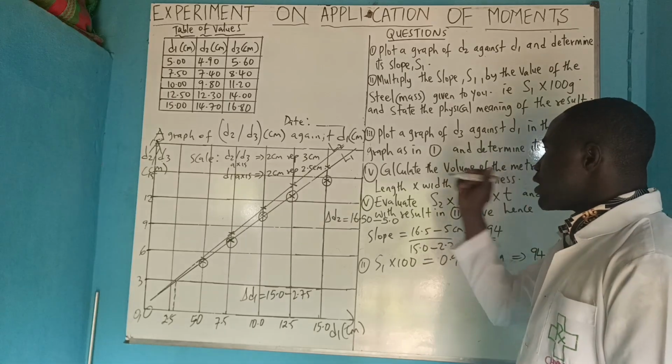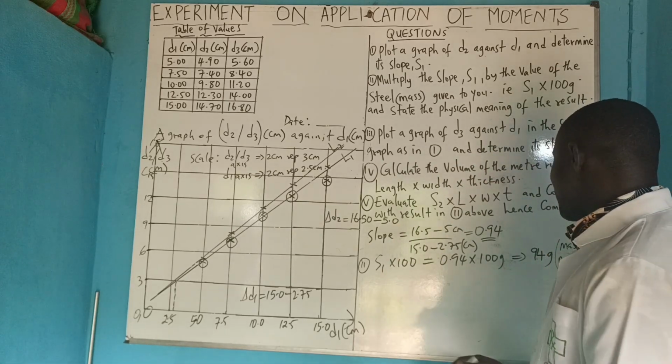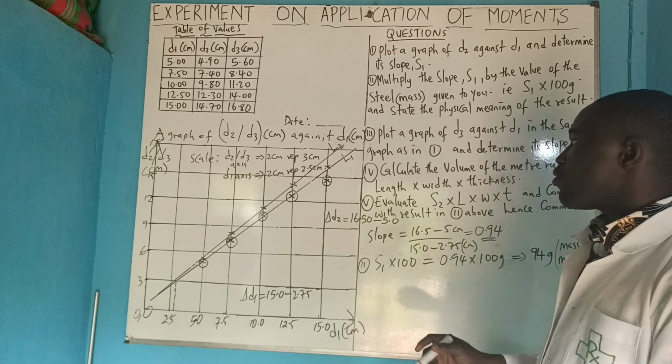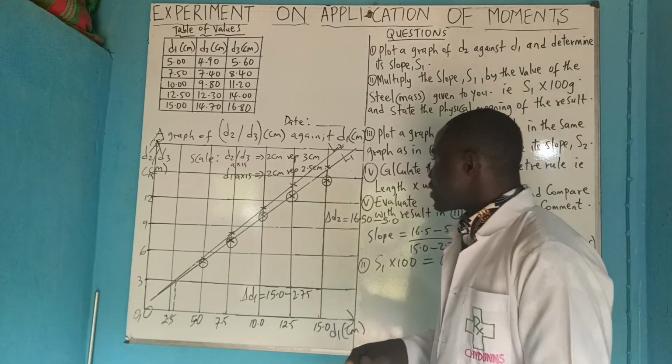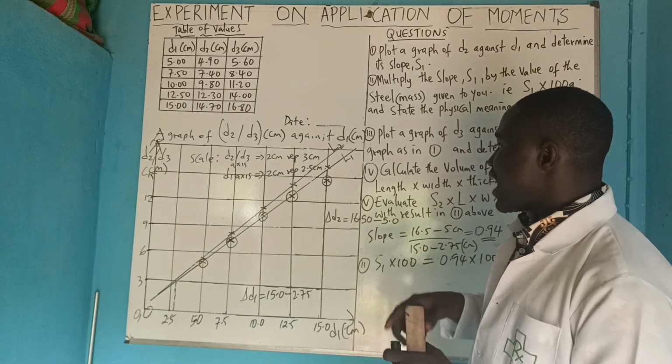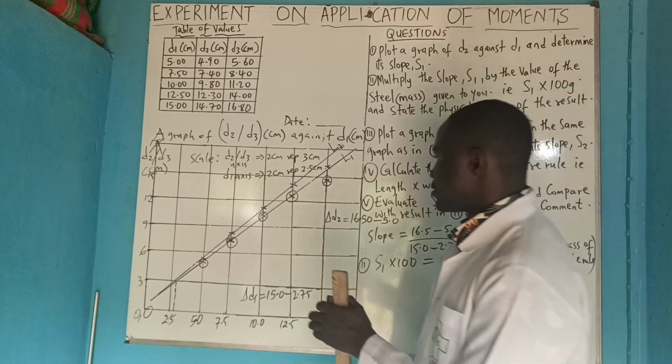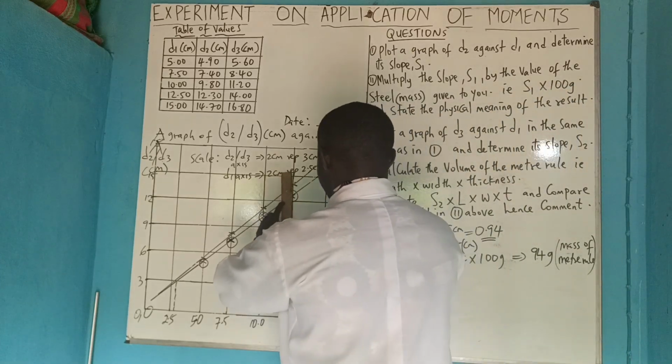Then we'll get the slope of the second one. To get the slope of the second one, we have to draw our line. We'll draw it.